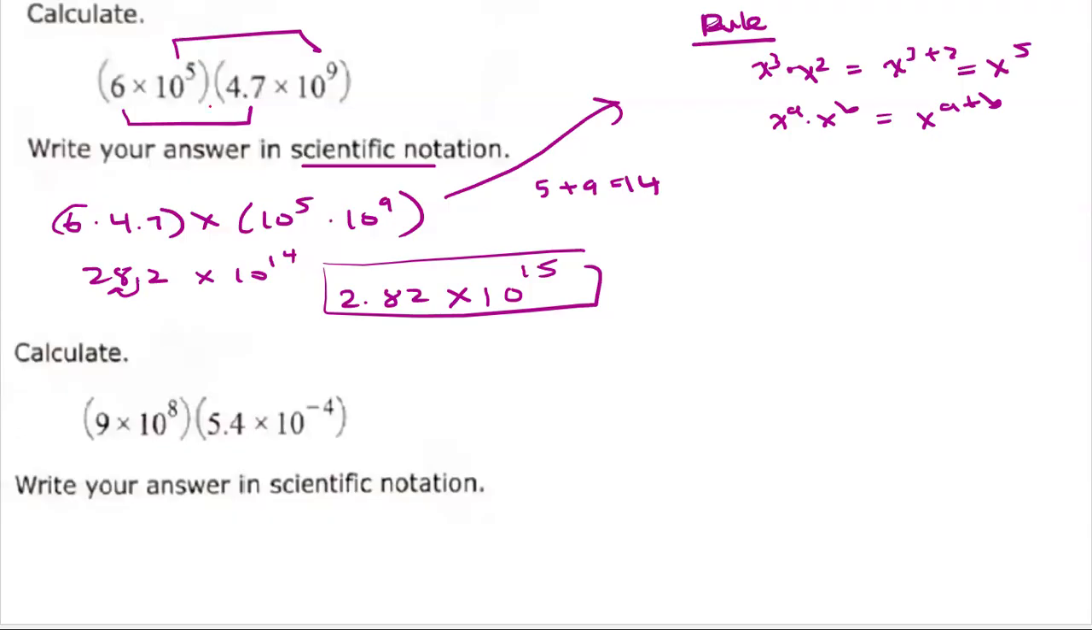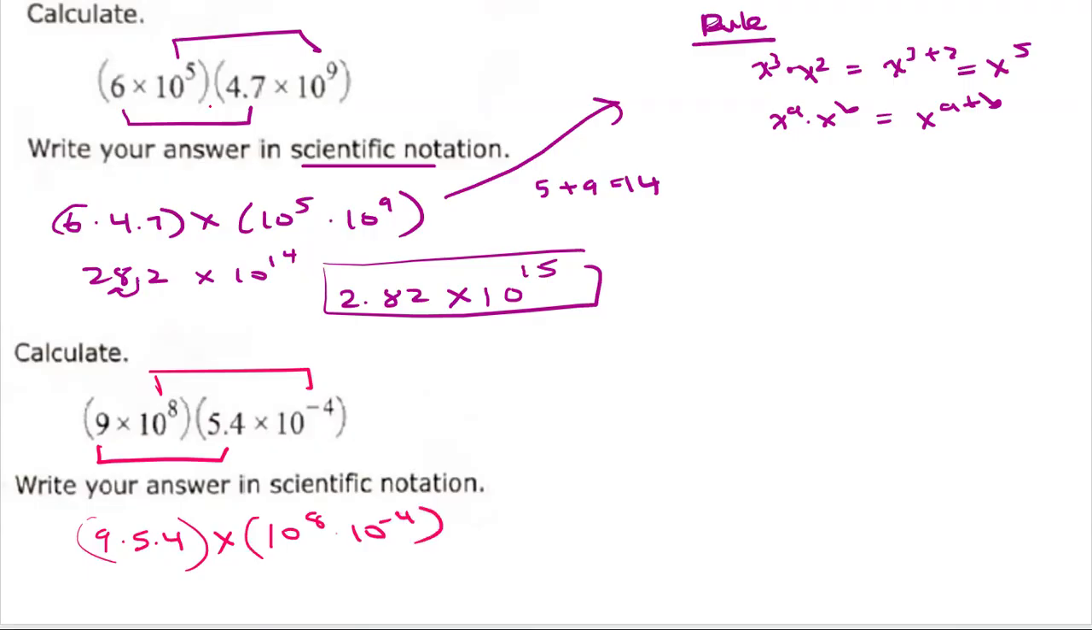All right, so again, we're going to follow the same format as we did before. We're going to match the ones with no powers and then match the ones with powers. So in this case, I'll have 9 times 5.4, times that by 10 to the 8 times 10 to the negative 4. Again, when we have the same base, we just add the power. So that's going to be 8 plus negative 4, which gives us a positive 4.